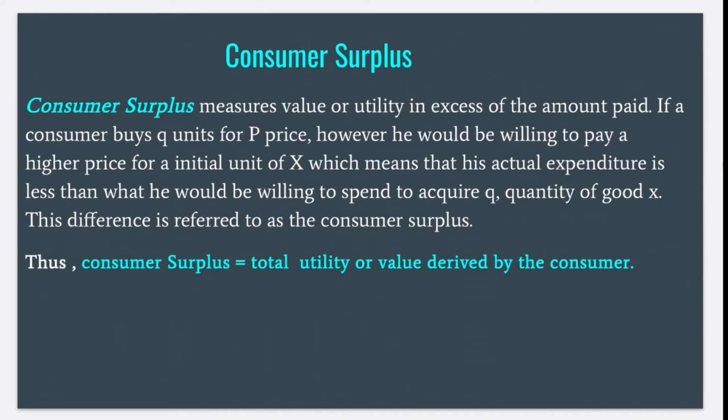Consumer surplus. Consumer surplus measures value or utility in excess of the amount paid. If a consumer buys Q units for price P, however, he would be willing to pay a higher price for an initial unit of X, which means that his actual expenditure is less than what he would be willing to spend to acquire Q quantity of good X. This difference is referred to as the consumer surplus. Thus, consumer surplus equals total utility or value derived by the consumer minus total expenditure.